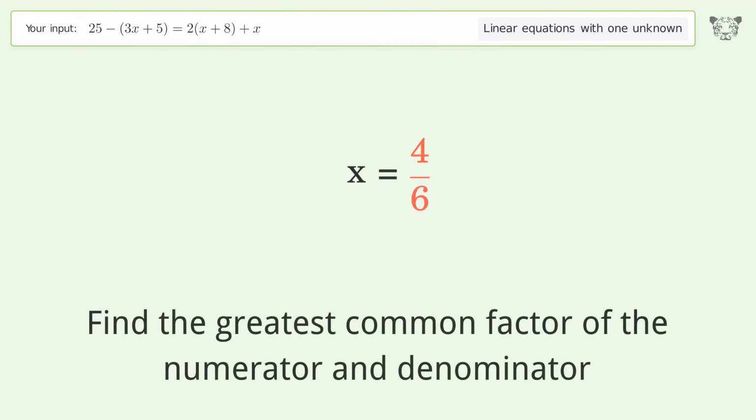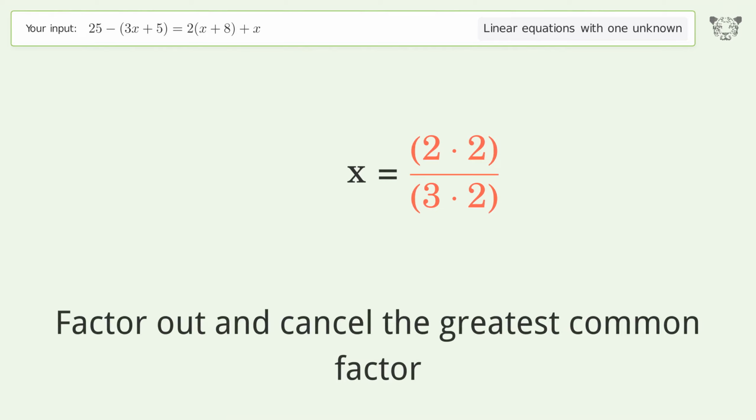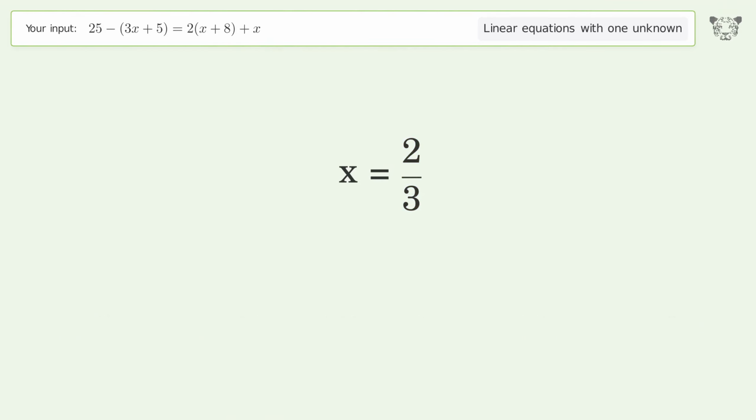Find the greatest common factor of the numerator and denominator. Factor out and cancel the greatest common factor. And so the final result is x equals 2/3.